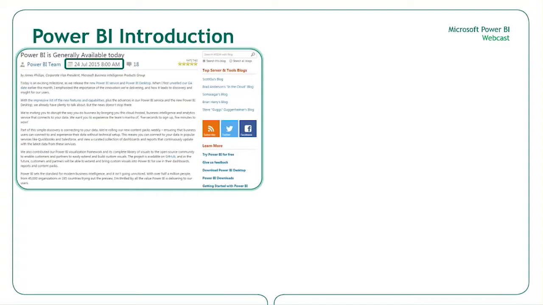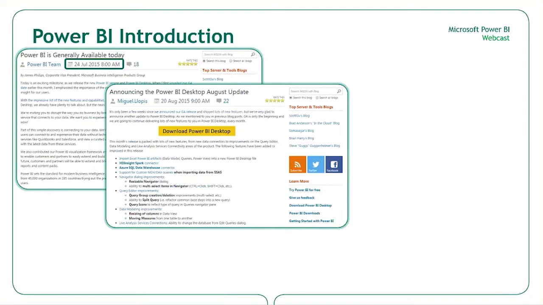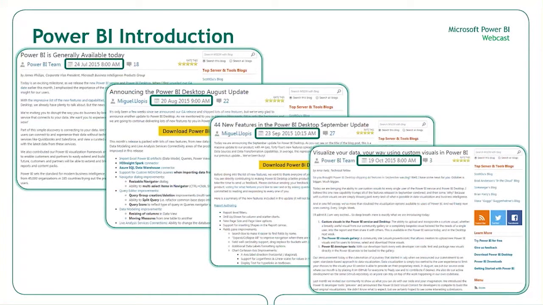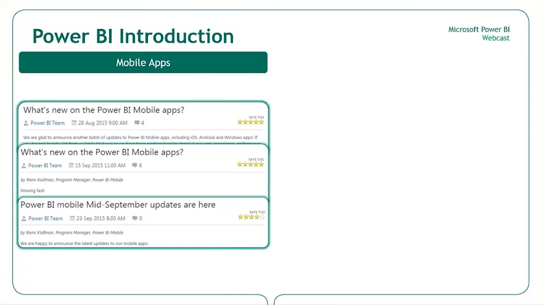Power BI became generally available on July 24th of this year. Since then, 3 additional updates have been rolled out. The first on the 20th of August, the second, the 23rd of September, and the third, just yesterday, the 19th of October. So you'll notice the trend here, wherein the Power BI team is working to push major updates to their desktop product on a monthly basis.